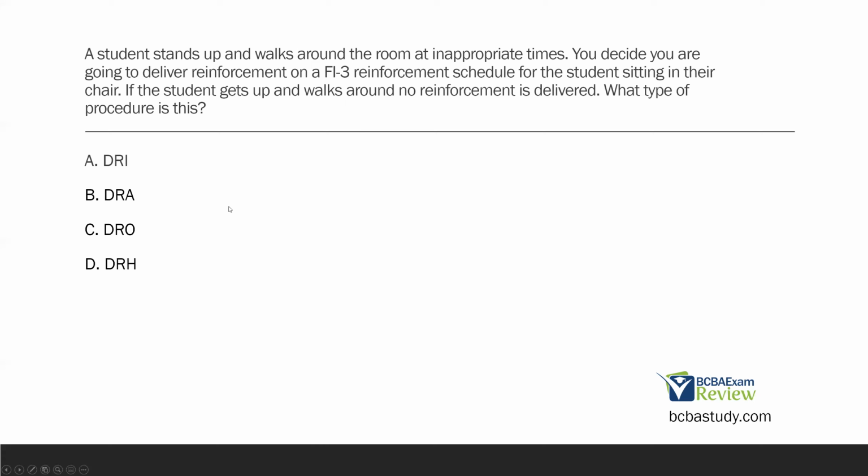So now the question becomes, are we reinforcing a behavior that can occur at the same time as the old behavior, or reinforcing a behavior that can't occur at the same time? Can you stand up and sit down at the same time? Can you walk around and sit down? Nope. Those are what? Those are incompatible. Therefore, we are using a DRI, a differential reinforcement of incompatible behaviors.